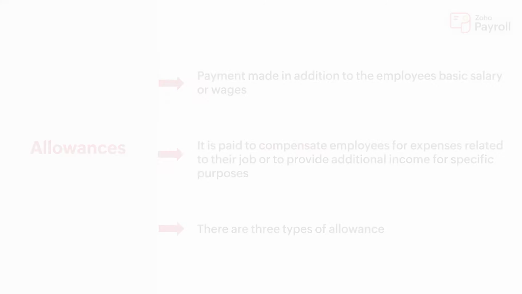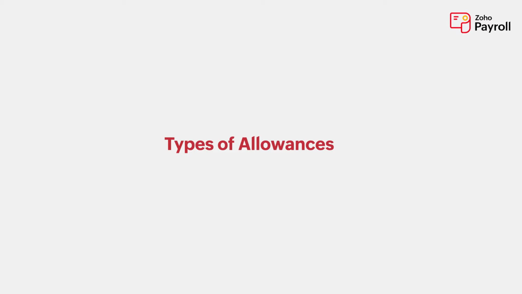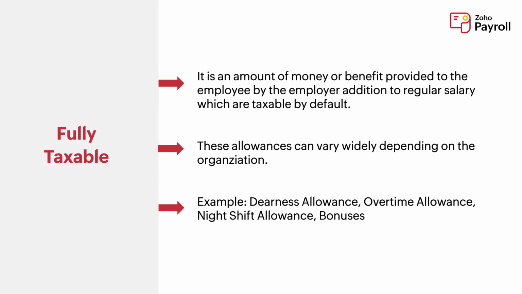There are three types of allowances. Firstly, we will see the types of allowances. The first is fully taxable, the second is partially taxable, and the third is non-taxable, which means completely tax-free components. Let us understand what is meant by a fully taxable allowance. This is a monetary benefit or perk provided by the employer in addition to the employee's regular salary, but it is subject to taxation by default.